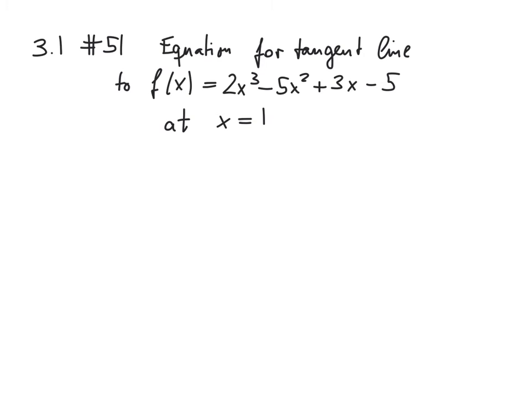Next, I want to go over a problem that has to do with finding equations for tangent lines. So this is section 3.1, number 51. Find the equation for the tangent line to this function, 2x to the third minus 5x squared plus 3x minus 5, at x equals 1.